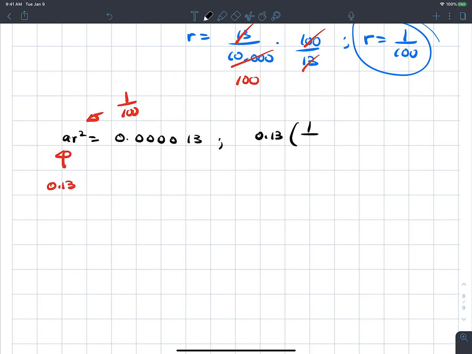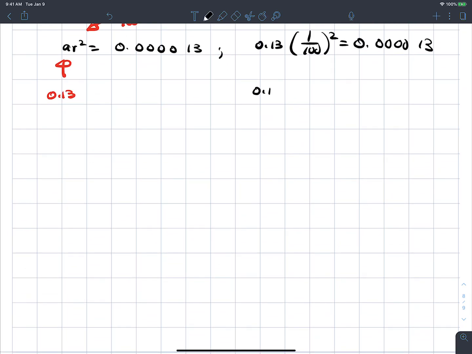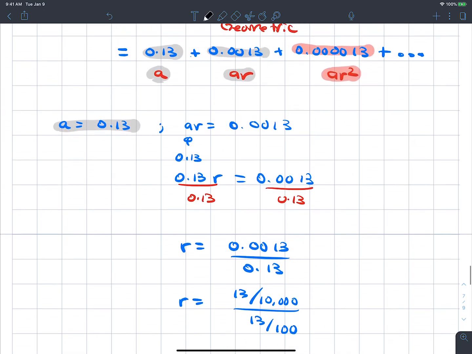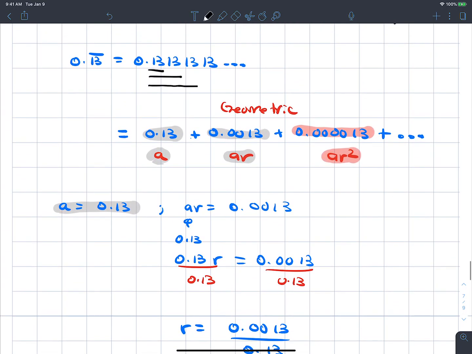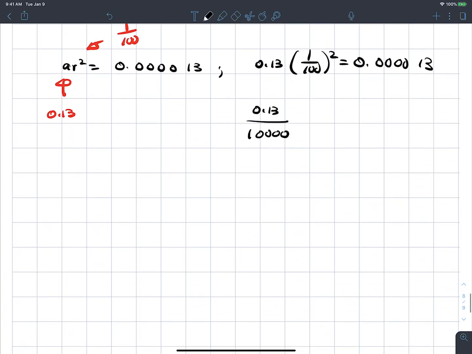0.13 times 1 over 100 squared better be 1, 2, 3, 4 zeros, 1, 3. And we get 0.13 over 4 zeros. Double check. Just checking this out. Sorry about that.